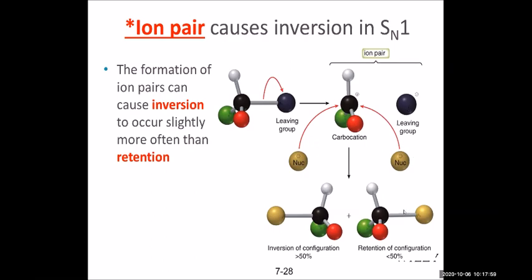So we would normally consider that we just get a perfectly racemic mixture, an equal amount of R and S product in the final product. But in reality, there's a slight preference for inversion because the nucleophile attacks from the other side slightly better, without any interference from the leaving group.